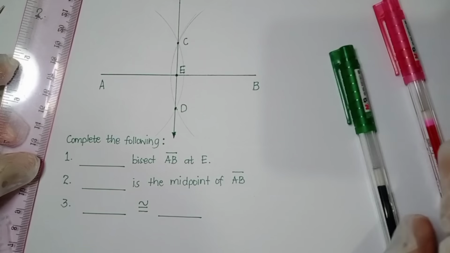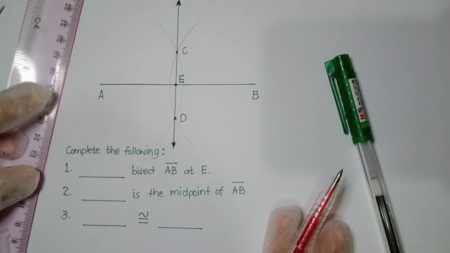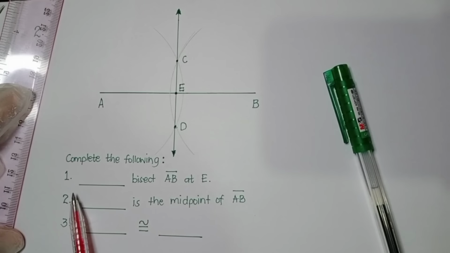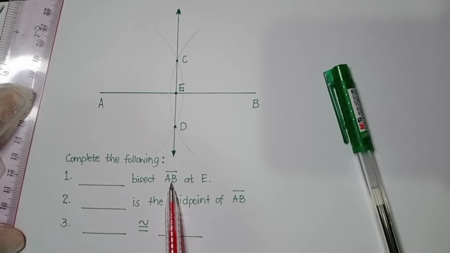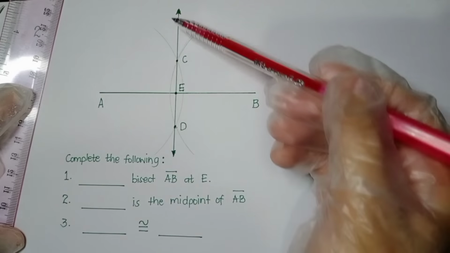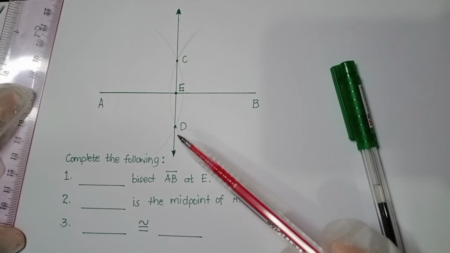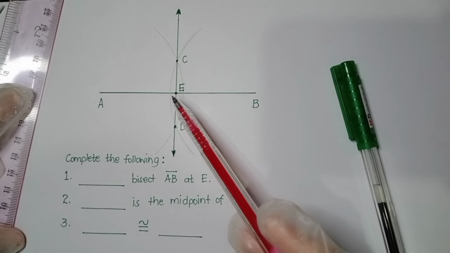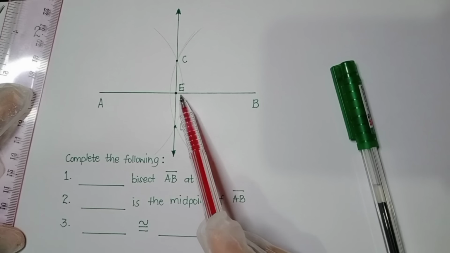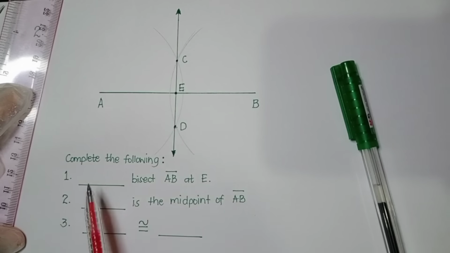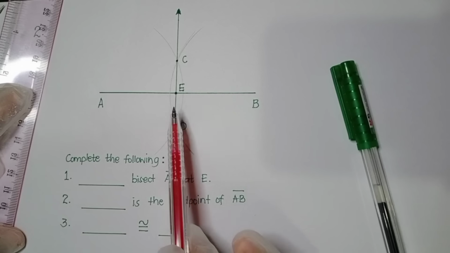Now, we can now complete the following. Okay? So, from the given construction, we have here, number 1, blank bisect AB, segment AB at E. So, ano yung naging bisector o perpendicular bisector? So, again ha, the bisector of a segment is also called the perpendicular bisector. Kasi po, once na nag-bisect siya sa midpoint, automatic, they are perpendicular. Nagpo-form siya ng right angle dyan. Okay? So, bisector or perpendicular bisector.